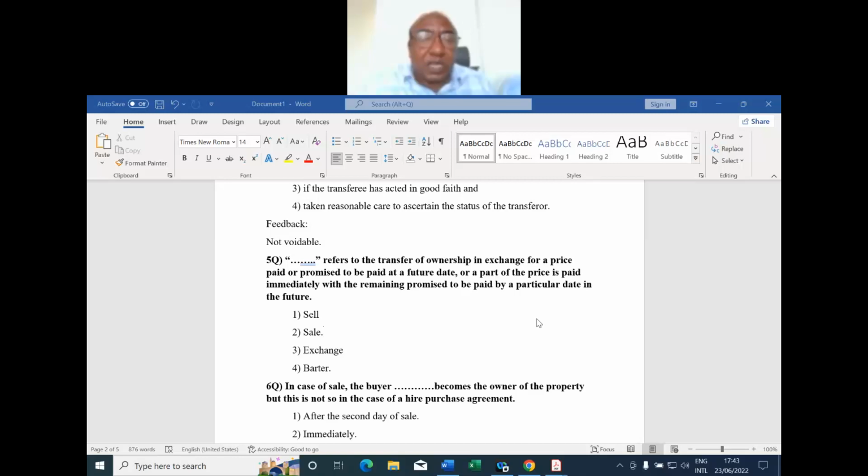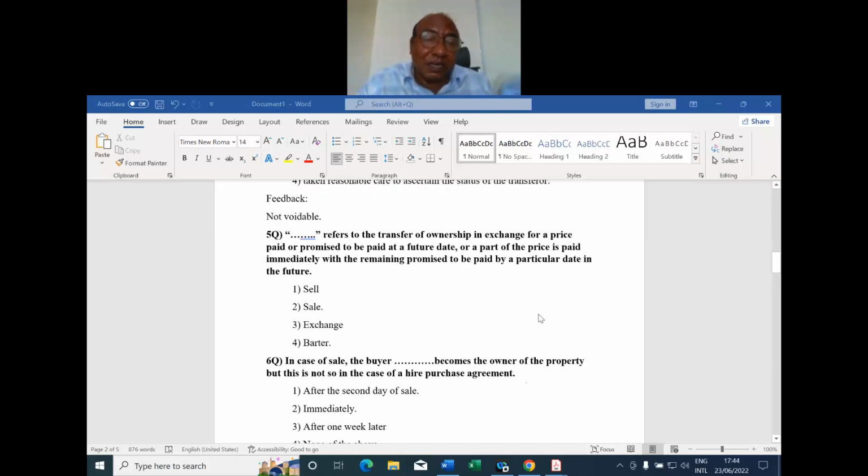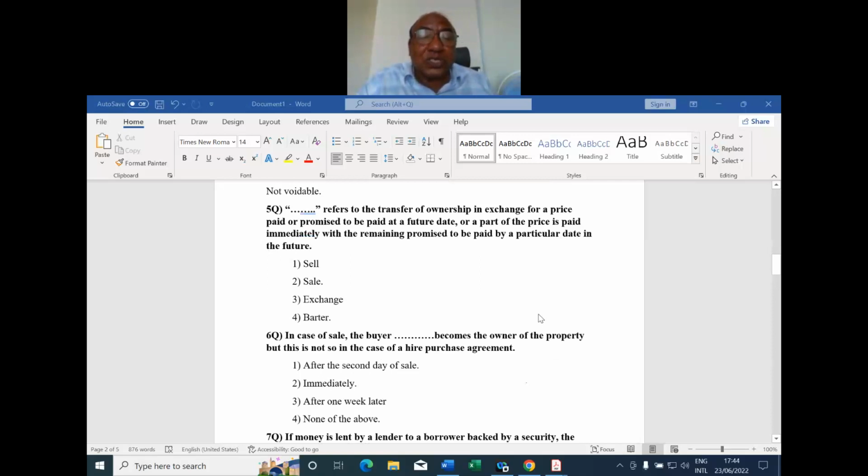Sale. Number 2 is the answer. S-A-L-E is sale. Sale refers to the transfer of ownership in exchange for a price paid or promised to be paid at a future date, or a part of the price is paid immediately with the remaining promise to be paid in a particular date in the future. But price is there, but not any other thing. That is a sale.